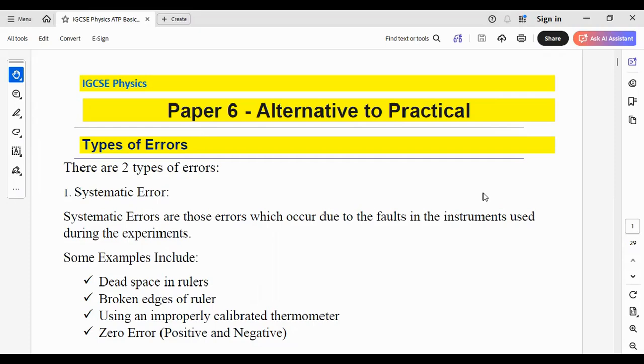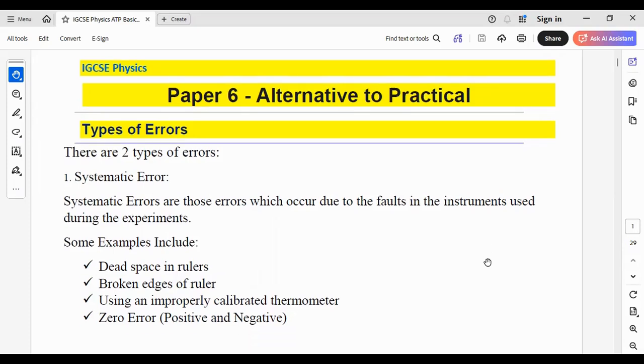So there are basically two types of errors. The students get confused whether it's a systematic error or a random error. So let's quickly discuss. Systematic errors are those errors which occur due to faults in the instrument used during experiments. For example, the dead space in the ruler, broken edges of the ruler, using an improperly calibrated thermometer, or the zero error in any kind of instrument, like an ammeter or voltmeter.